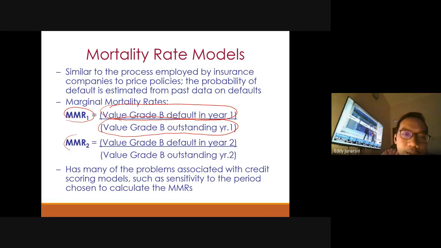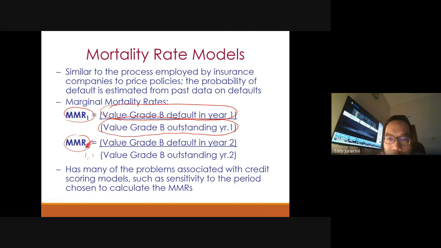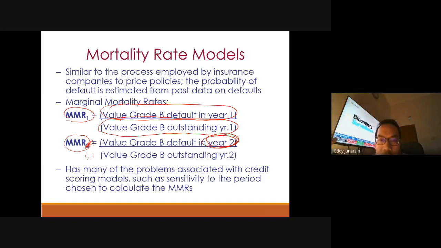I have to be careful in writing this one. This is actually the marginal mortality rate for 1 year, but 1 year from now. How do we know this? Because this is at year 2, you see? It's not 2 years, but year 2. So this is the value of grade B bond that defaults in year 2. Year 2 means it's for 1 year, but 1 year from now, divided by the value of grade B bond outstanding, the whole thing that exists in year 2.